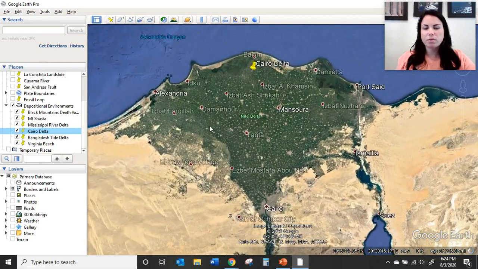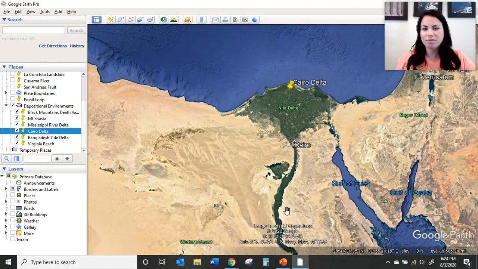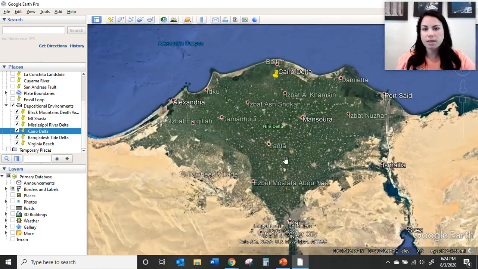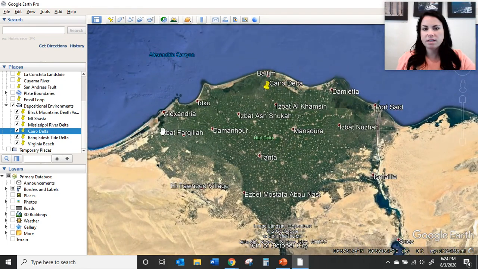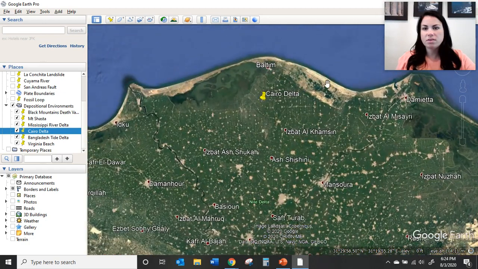And what I really like about this example is you can really tell where the water is going, because you have very stark contrast between the desert and this delta system. So here's Cairo. And if we zoom in a little bit, you can see that this is the delta. And this is where those barrier islands are formed. And this is formed by wave action. So we would see slightly different depositional environments from a wave action versus a river action.